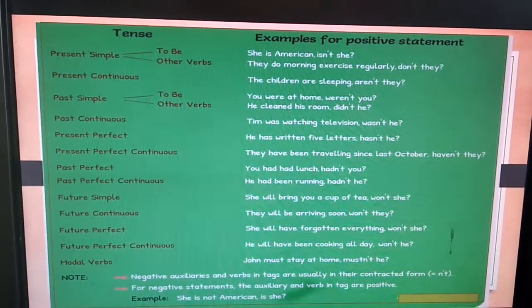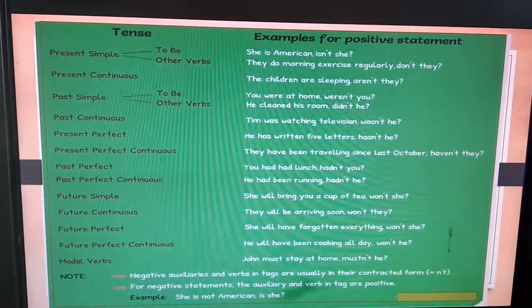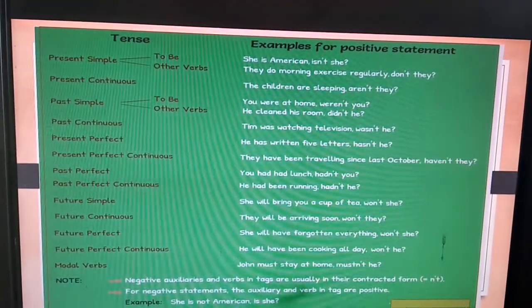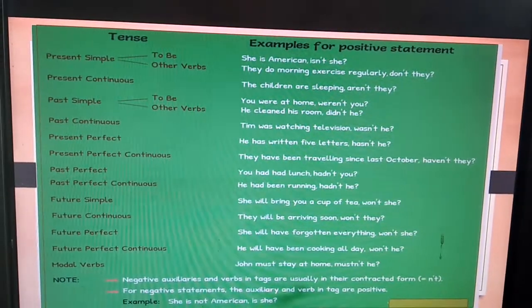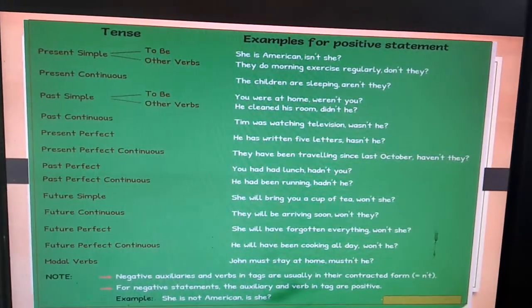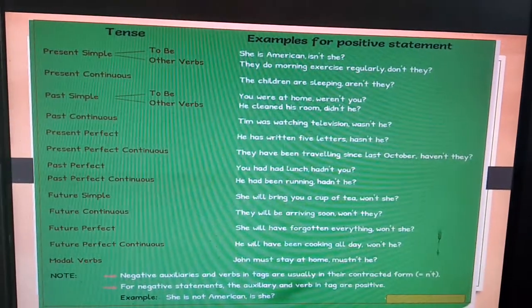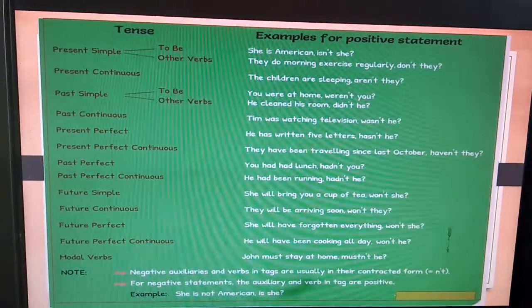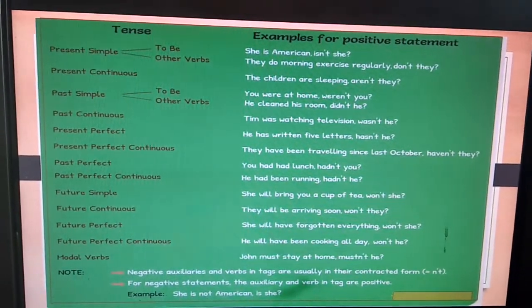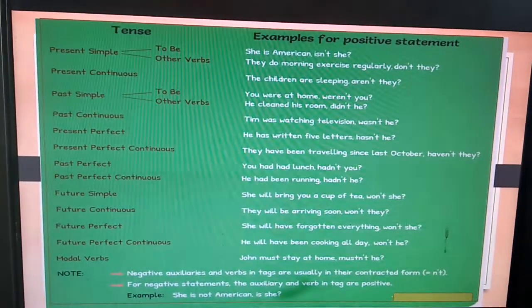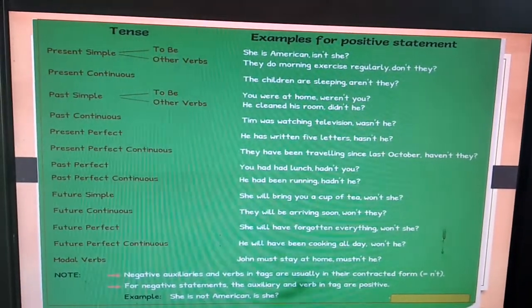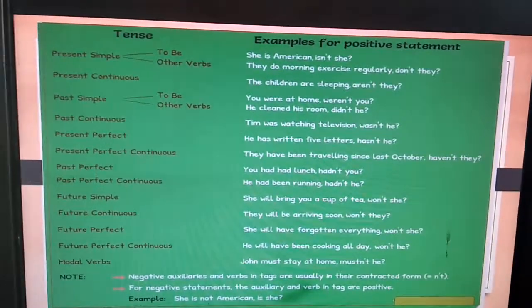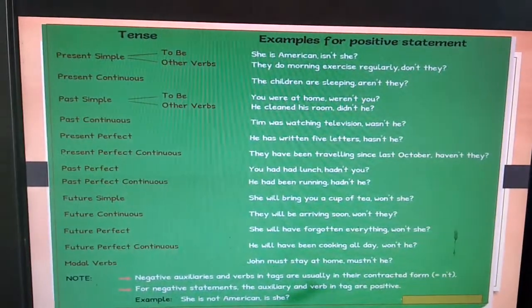Now let's see the examples for positive statement but with the tenses. Now you see the first, that is present simple, means simple present tense, and there again we have to see two different kinds, that is to be and other verbs. She is American, isn't she? Is the to be's verb. And the second statement, they do morning exercise regularly. Do, that is the other verb, means the main verb. And do is the first form, so we know it is a simple present tense. And which question tag we have added?